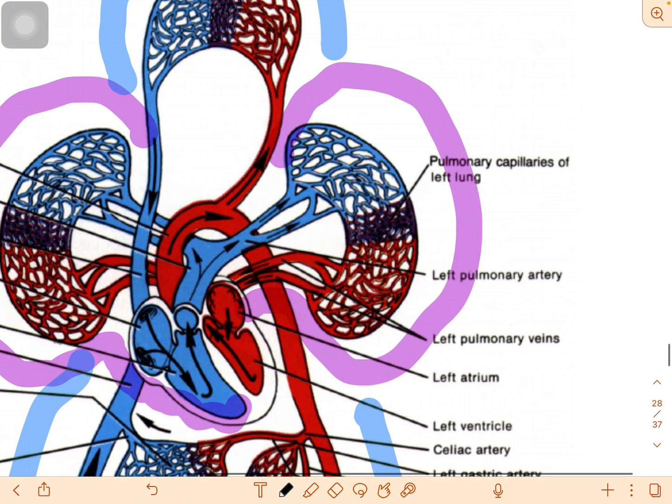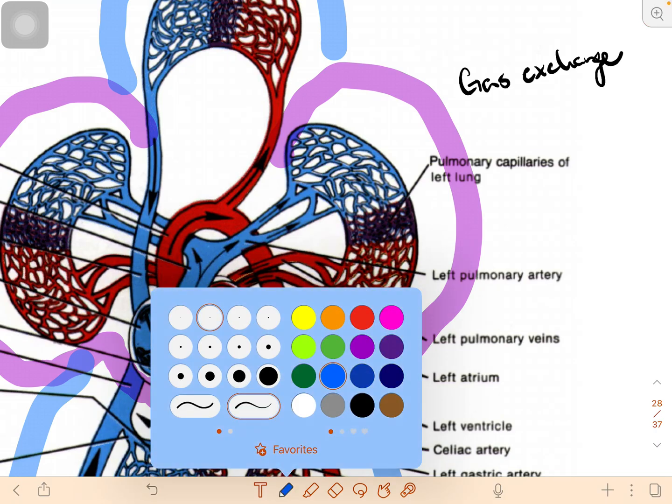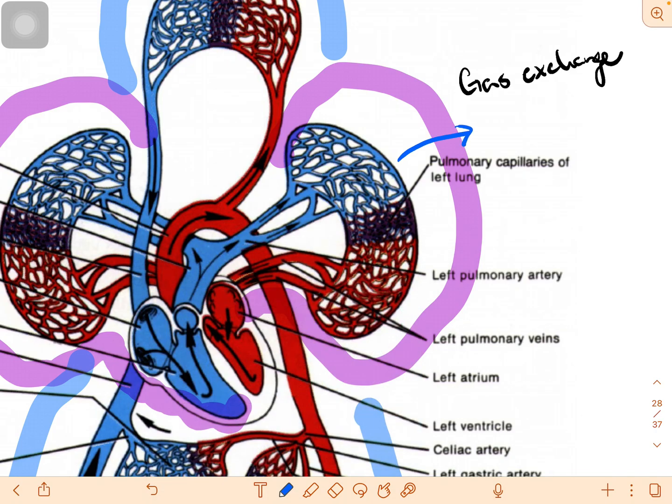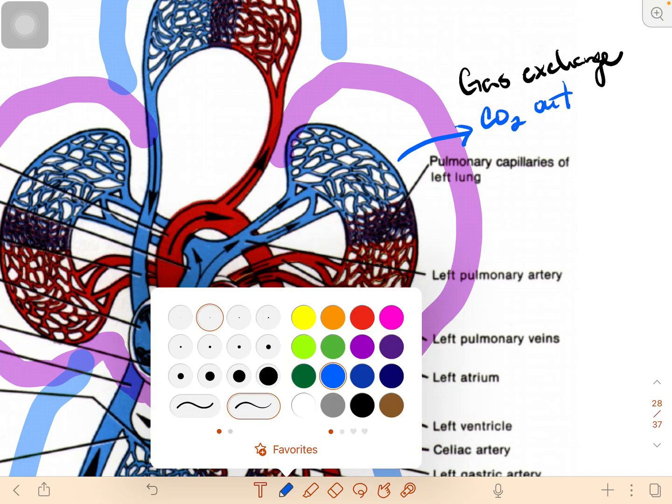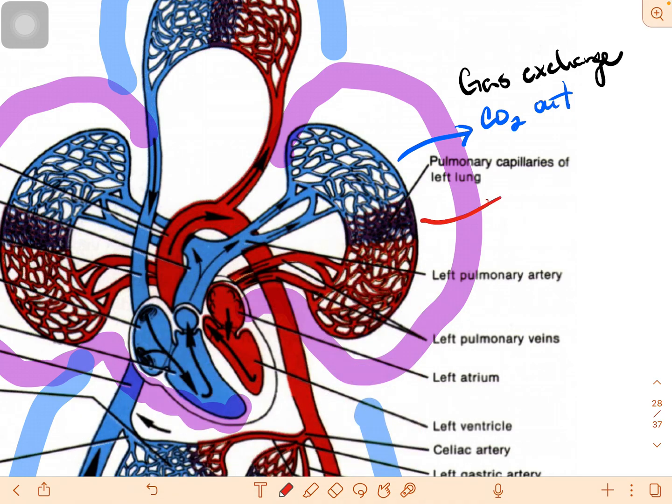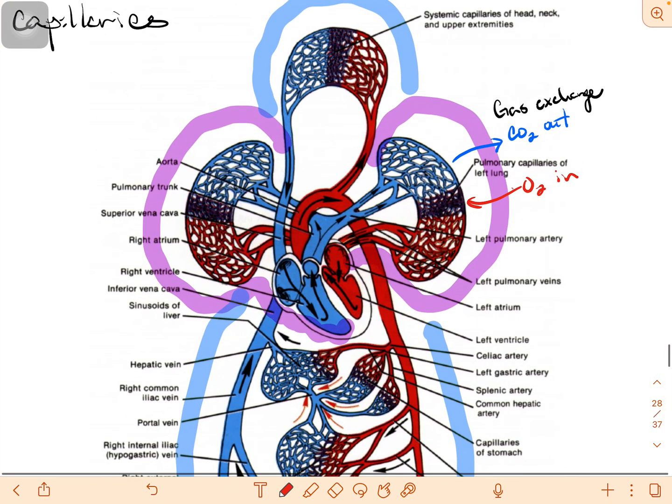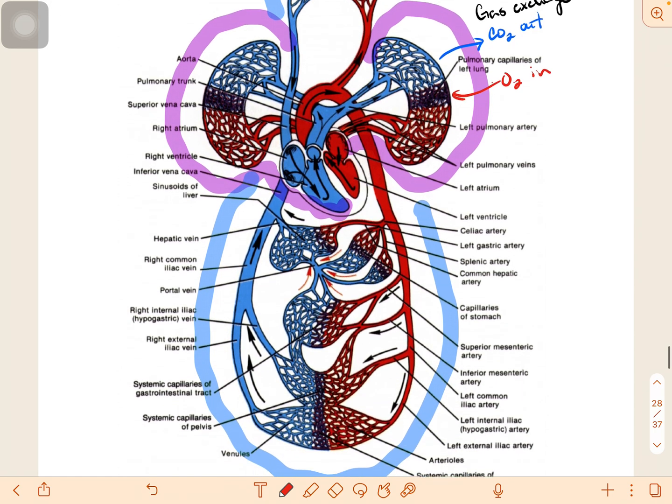So, in the heart, we got to talk about gas exchange again. Okay, this is where that gas exchange is going to happen. All right, gas exchange here. What happens here is that carbon dioxide is going to come out, CO2 out. All right. And then oxygen is going to come in, O2 in. The gas exchange is going to happen at the lungs. We know that. All right. We breathe it every day.